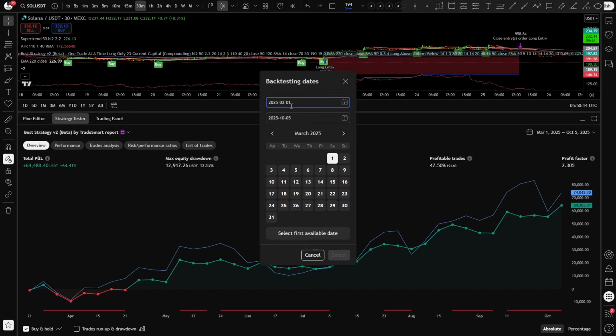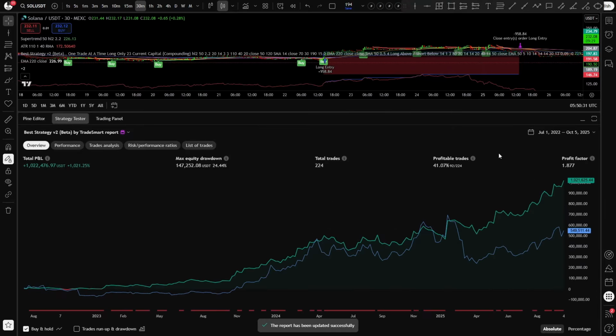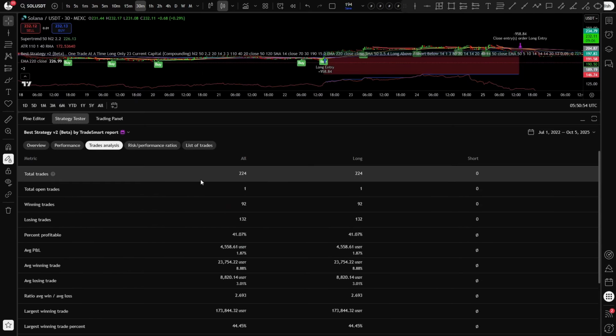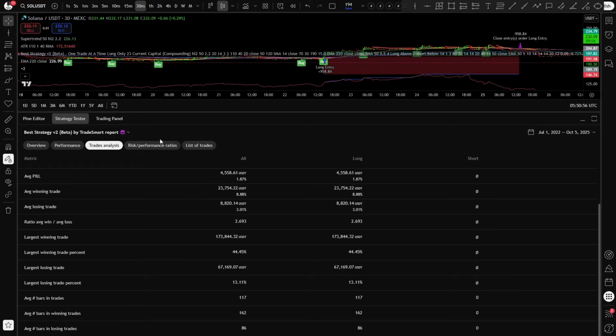Now let's see the results for both before optimization and after optimization. And look at that. So starting from the 1st of July 2022 up until today, we got 224 trades, 24% maximum drawdown, over 1000% net profit, 41% win rate, and a 1.8 profit factor. That's amazing. Now for those who are interested, here are the performance metrics, the trade analysis tab, and the risk performance ratios.